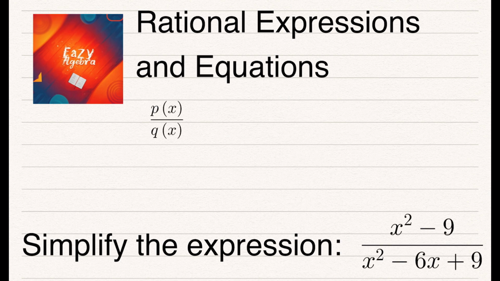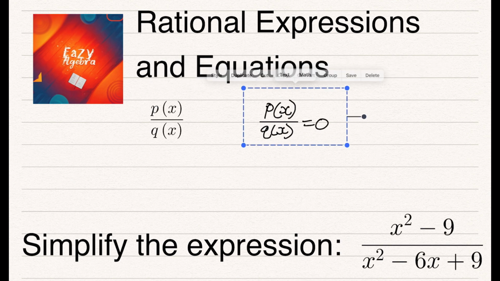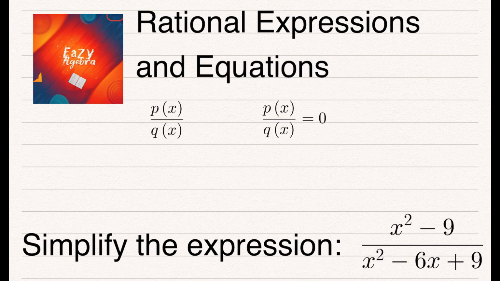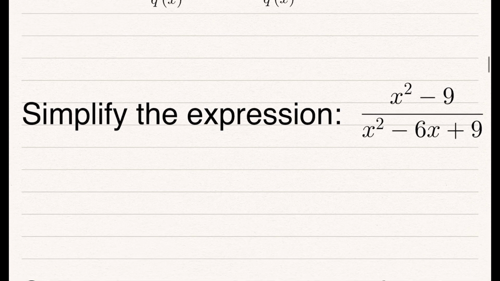two polynomials. To make this into a rational equation, we simply take our rational expression and we set it equal to 0, or we could have it set equal to a constant. That would be a rational equation. And that's all we're looking for, is how to solve equations that are a polynomial over a polynomial. So let's start with simplifying an expression.